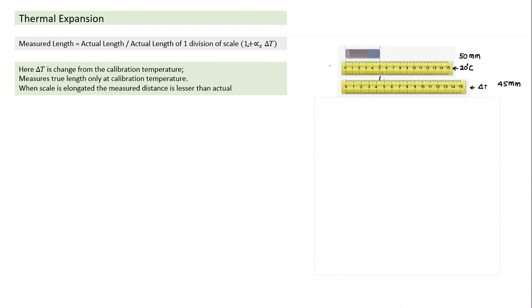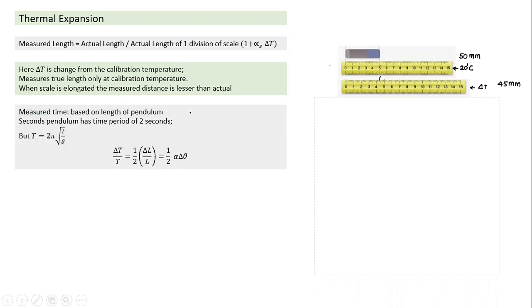Now 1 mm has become 1 plus alpha_s into delta theta, delta t here. What is alpha_s here? Alpha is the coefficient of linear expansion of the material of the scale. So if you understand this figure, because of the increase in temperature, one division has become longer, and when one division becomes longer, the measured distance becomes shorter. This is the reason. Many times it feels counterintuitive, but this is how it happens. When the scale is elongated, the measured distance is less than actual.